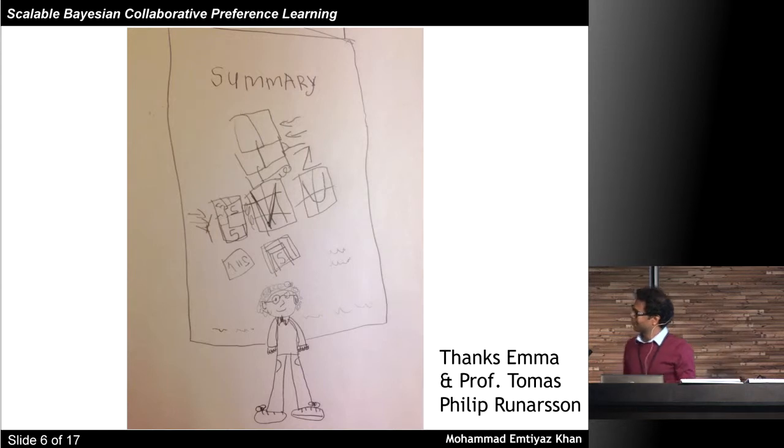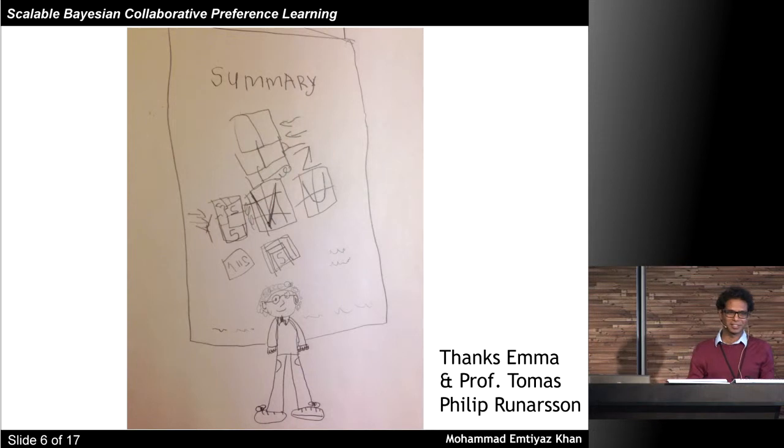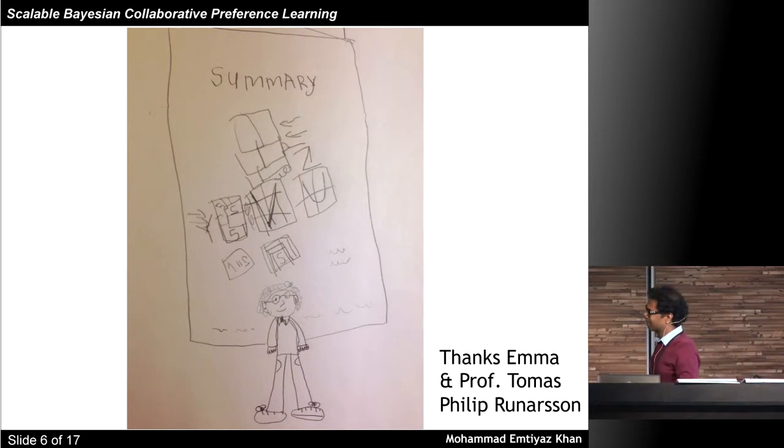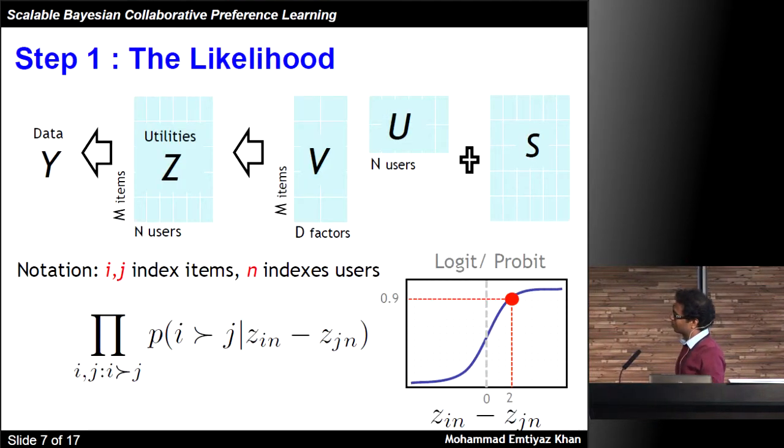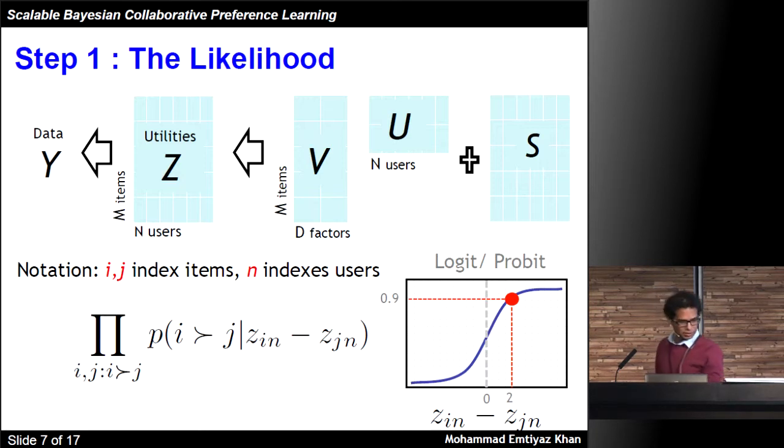All right, so just remember the summary, and if you don't get the details, we could talk during the poster, okay? Okay, so let me start giving heavy math by talking about the likelihood. So how do you get the data if you have the utility? Okay, so I'll be indexing throughout the talk items by i and j, users by n. Okay, so the user has provided data where she says that I prefer item i more than item j.